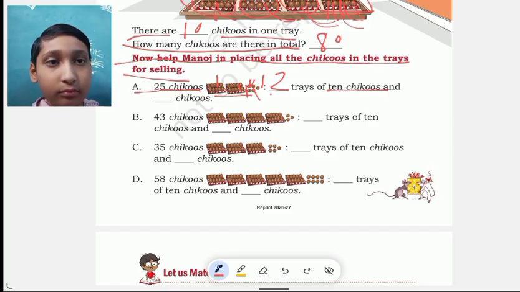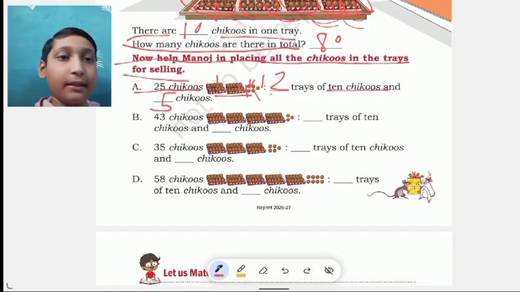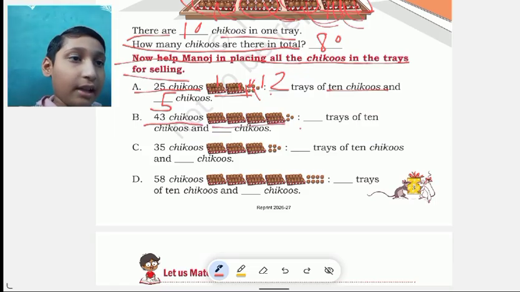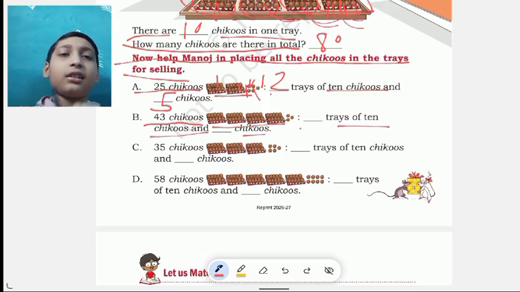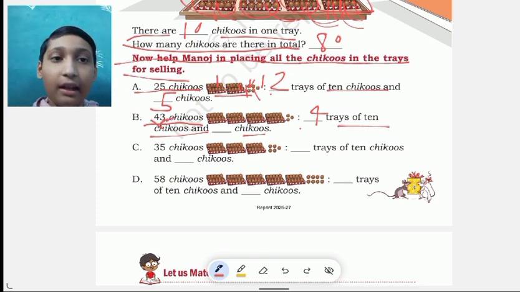Why can't I write 5? Okay, 43 chikus, which looks like this, dash trays of 10 chikus and dash chikus. So this is a trick that is very easy. The second number from the end is the trays of tens, and then the end number is how many loose chikus there are. So we use that trick.